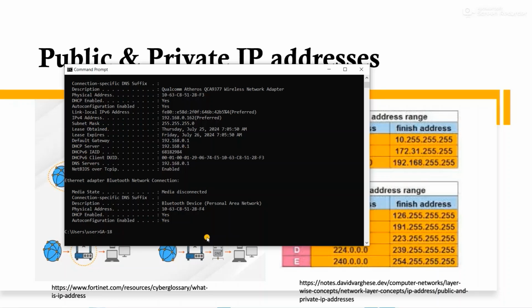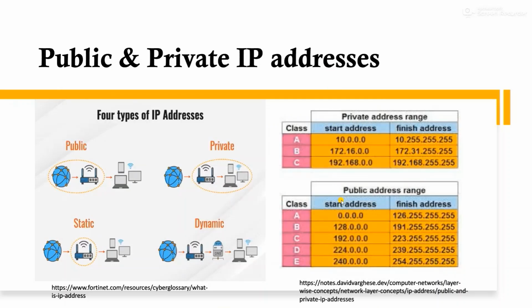And static means that it is fixed. If you are visiting Stacy all the time, this is her address. It doesn't change. Alright, that's fine. Okay, so now we are done with public. So these are the ranges of IP addresses.